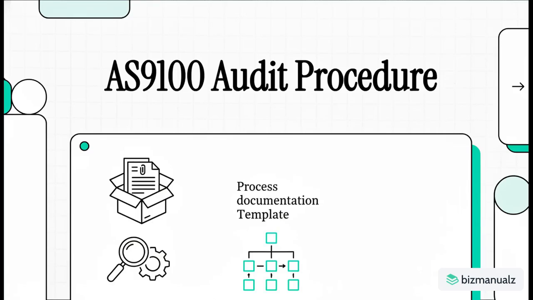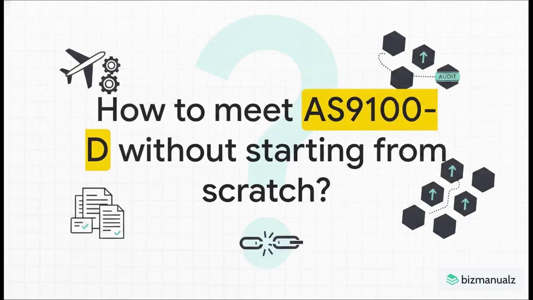I am absolutely thrilled you're here today because we are doing something highly practical and honestly incredibly valuable. We're going to do a deep dive digital unboxing of a very specific compliance tool, the Bizmanualz Internal Audit Procedure AS9100, which is also known as the AQP 1200 product. If you've ever felt totally overwhelmed by process documentation, you are going to love the structure we're looking at today. So how do you actually guarantee your aerospace internal audits meet AS9100D standards without starting completely from scratch?